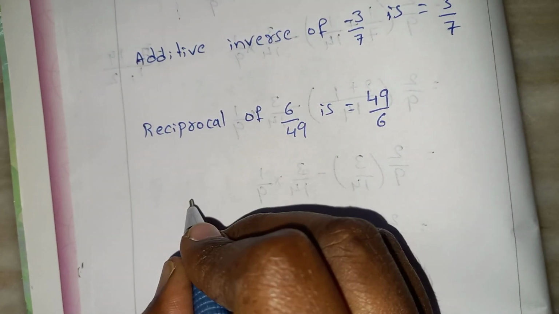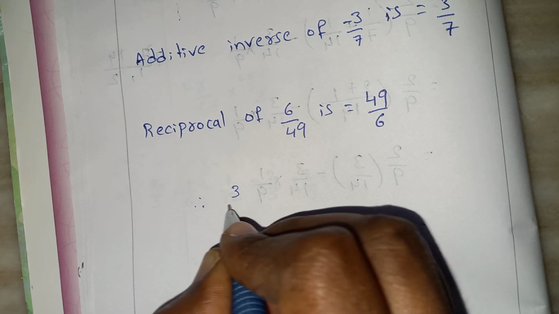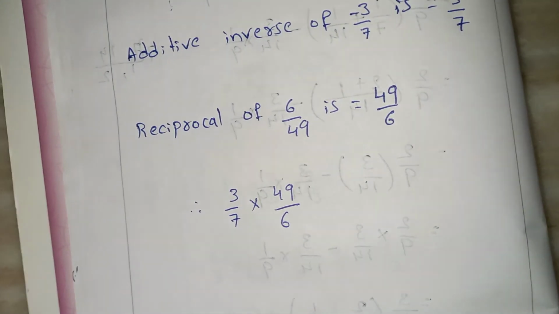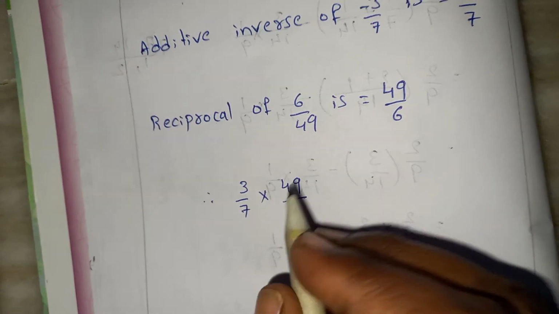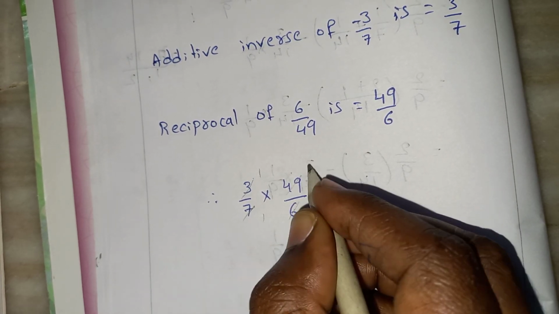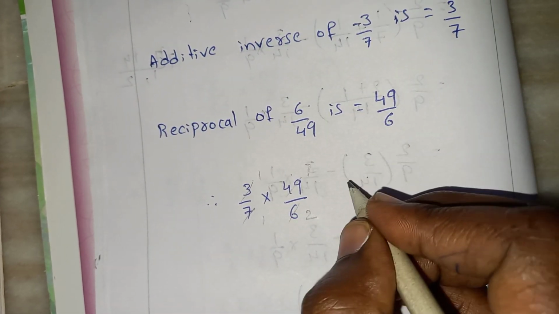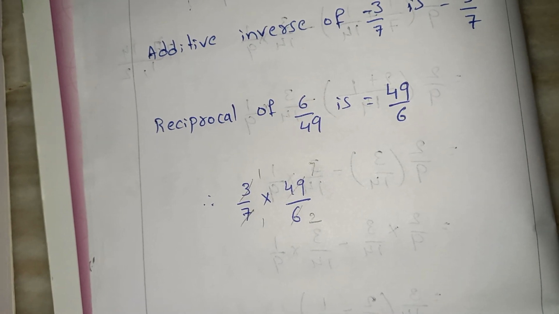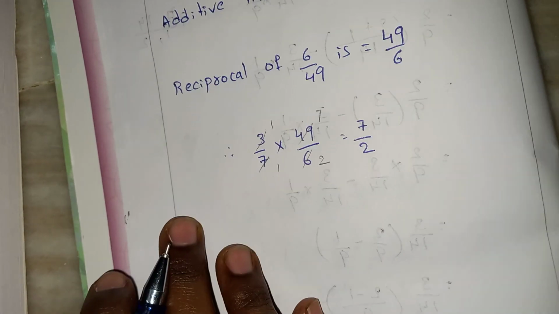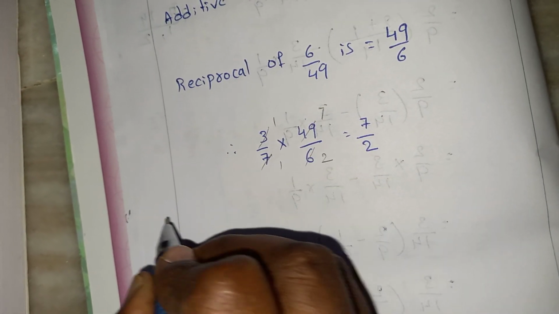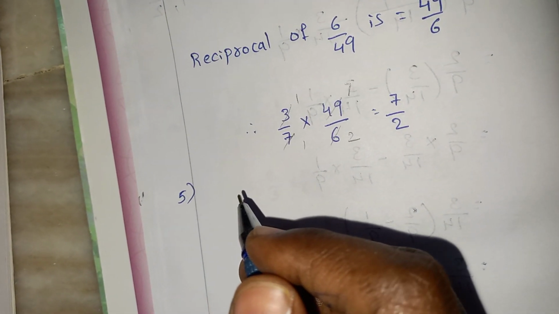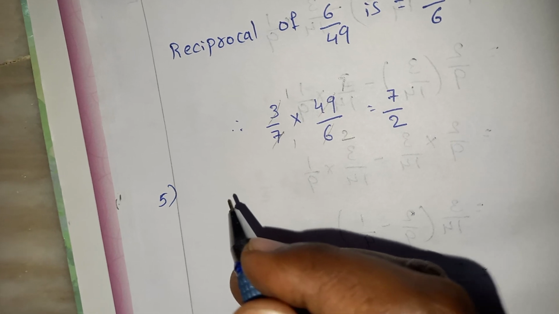Let us multiply both. Therefore, 3 by 7 into 49 by 6. Let us do cancellation here. 3 ones are 3, 3 twos are 6. 7 ones are 7, 7 sevens are 49. Right? So the result is 7 by 2.